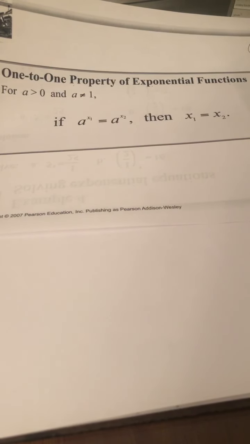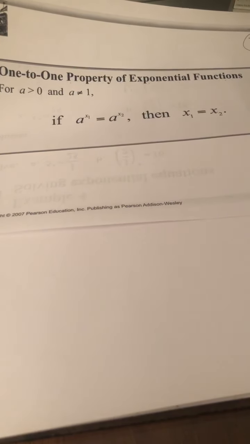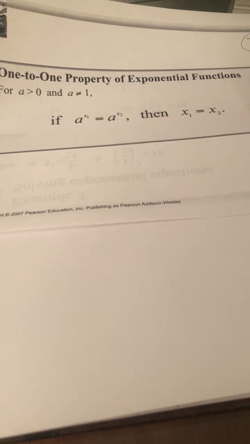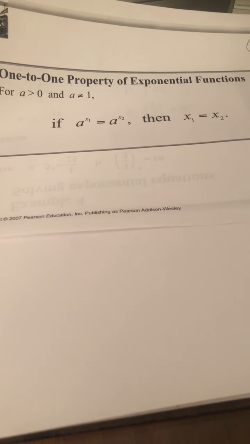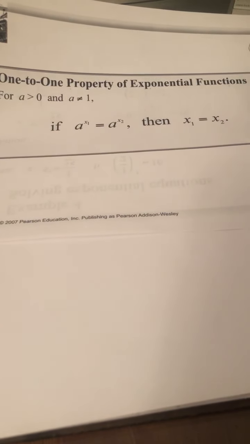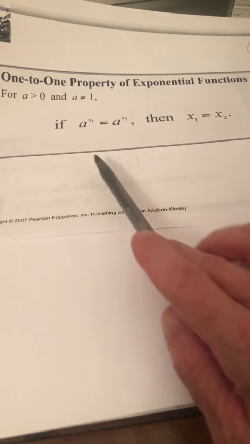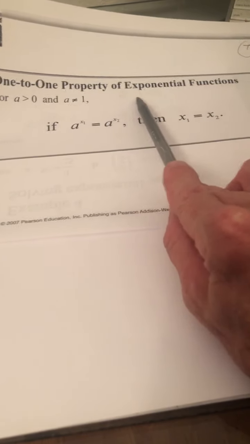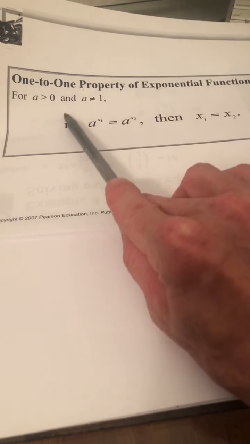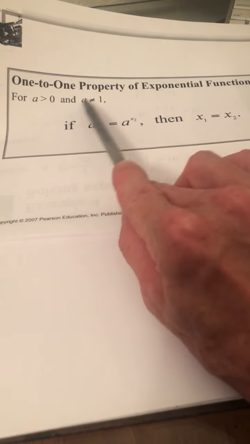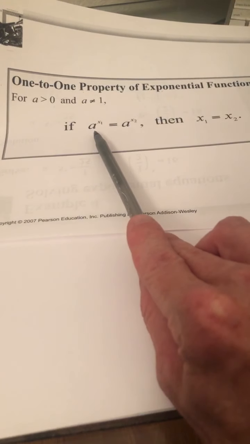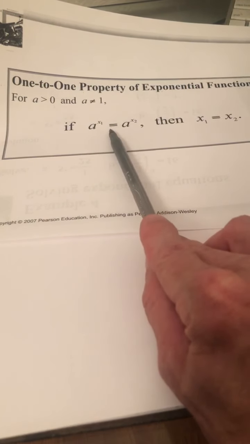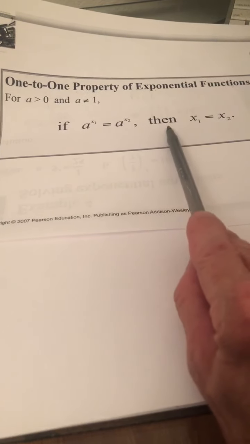Hello students. Let's do some problems where we solve exponential equations. Now in order to solve exponential equations you need to have the same base so that we could end up using the one-to-one property of exponential functions, which says that if a is positive but not equal to 1, if a to the x1 equals a to the x2, then x1 equals x2. Let's see how we can make use of that.